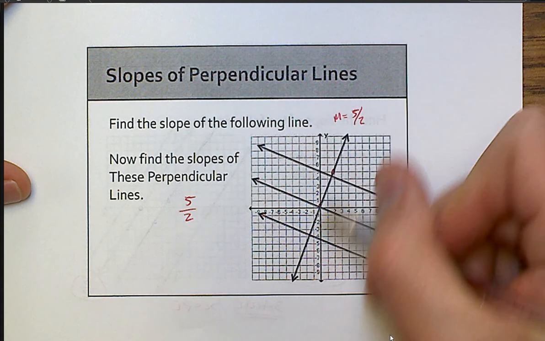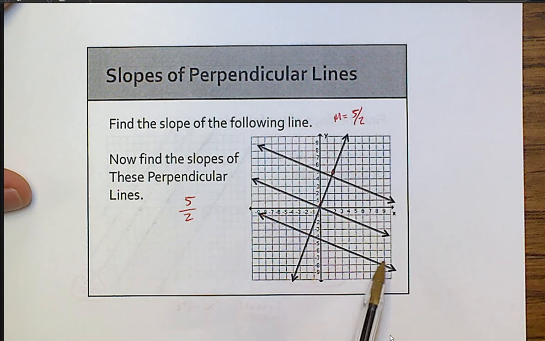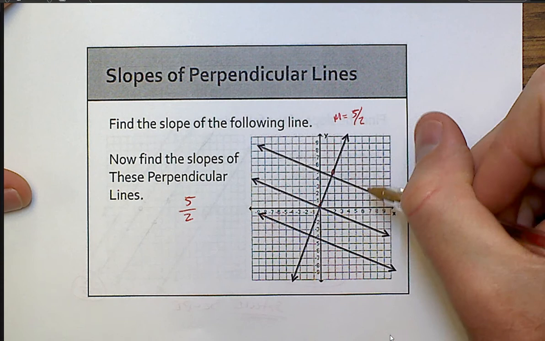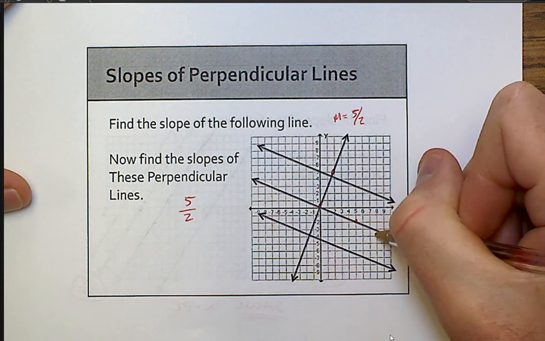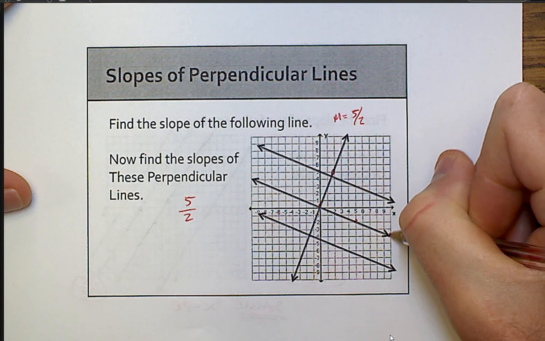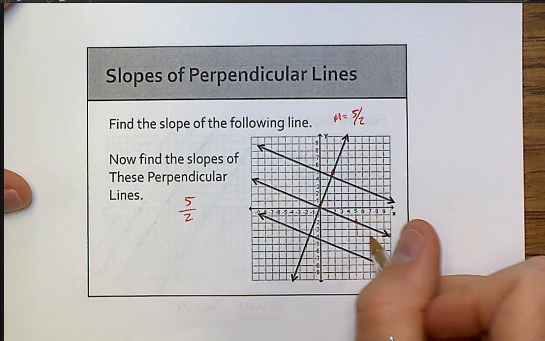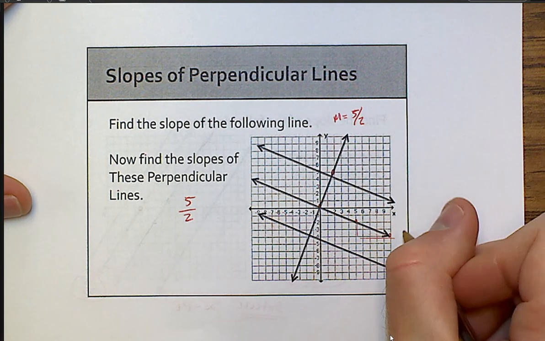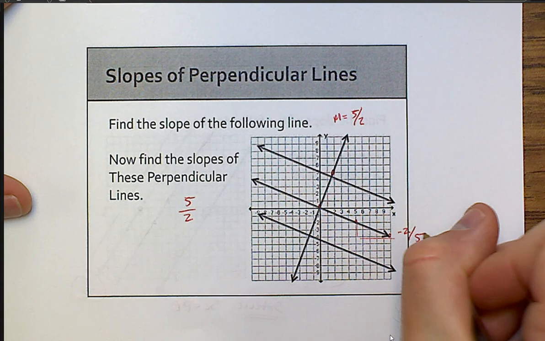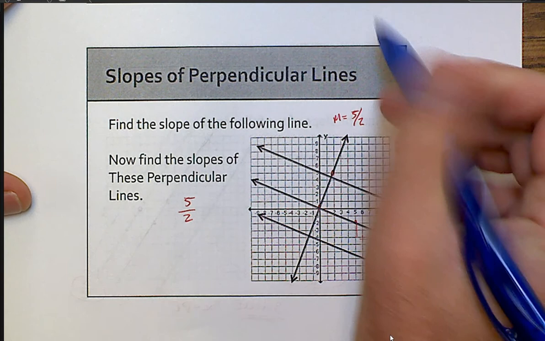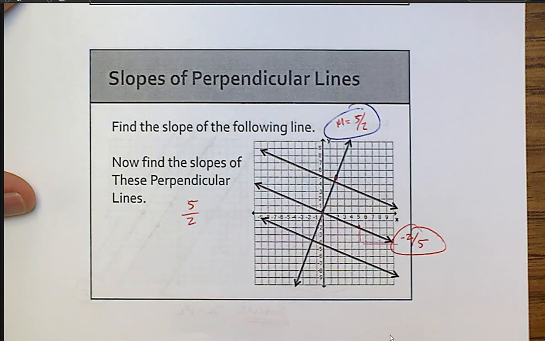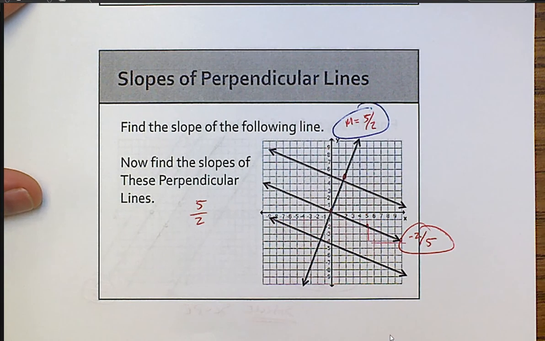Now let's find the slope of one of these lines. Let's see if I can find a point here. I'm going to go down 2, 1, 2, 3, 4, and 5. So if I go down and to the right, that's going to be down 2 and to the right 5. What do you notice about the slope of this line compared to the slope of this line? Well, in your Algebra 1 days and Geometry days, we call those opposite reciprocals, or negative reciprocals of one another.